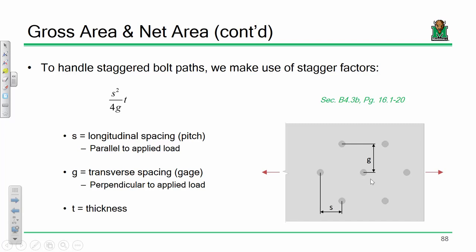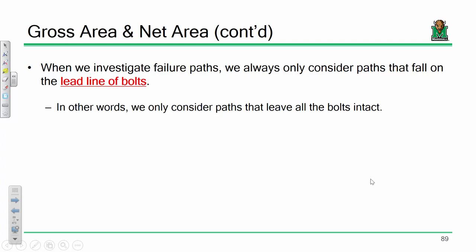Okay? So the S is the longitudinal spacing, that's in the direction of the load. The G is the gauge spacing, that's perpendicular to the load. And then T is obviously the thickness. Now, if you open up the manual, it just says S squared over 4G. It doesn't include the thickness because it's just talking about the path. But you have to multiply by the thickness to get the area, for the units to work out and whatnot.